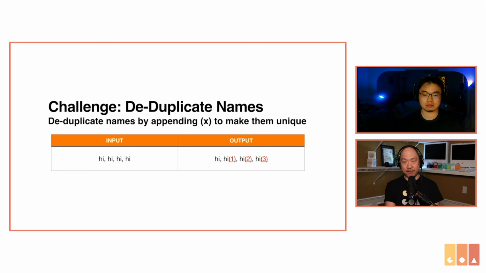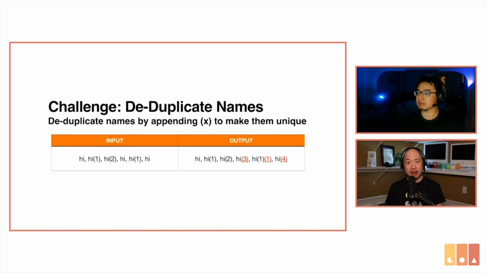Okay, and then this one is getting a little bit more complicated. We have high, so that goes out as is. Then high bracket 1, that one is unique, so that goes out as is. High bracket 2, that's also unique, that goes out as is. And then the next high is no longer unique because high is already in our output. So we try to put an index 1, but that already exists, so we increment to index 2. That also already exists, and we get to index 3, which goes out because that's unique.